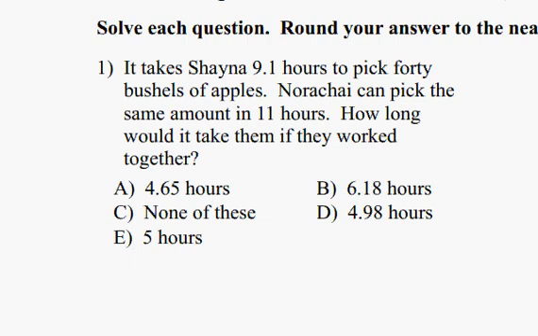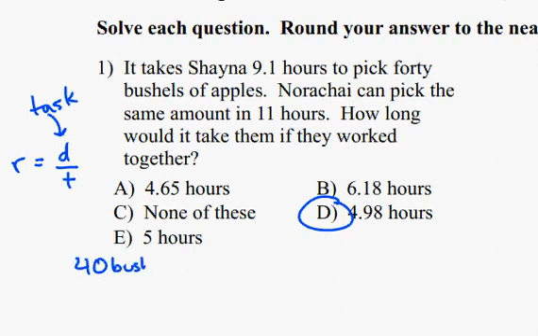Okay, so the answer to this one should be 4.98 hours. The way we set this up is using the fact that rate is a distance over a time. But in this case, it's more like a task is the distance covered, and the time is the amount it takes to do that task. So in this one, for Shayna, it would be like 40 bushels in 9.1 hours. And if you do 40 divided by 9.1, you'll get bushels per hour.